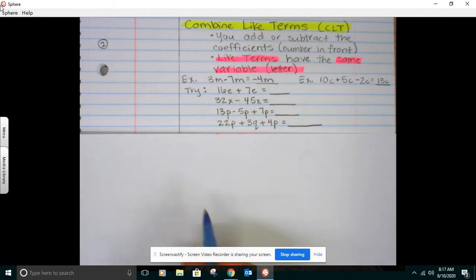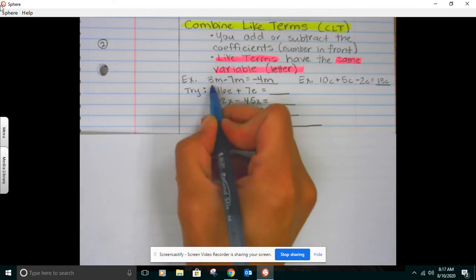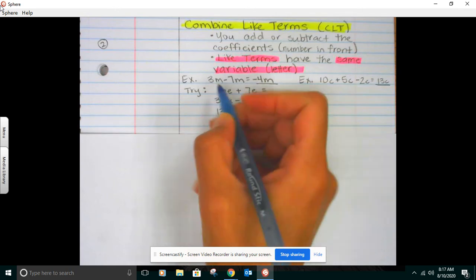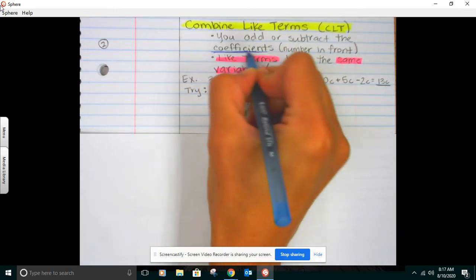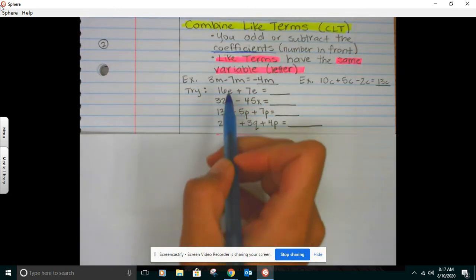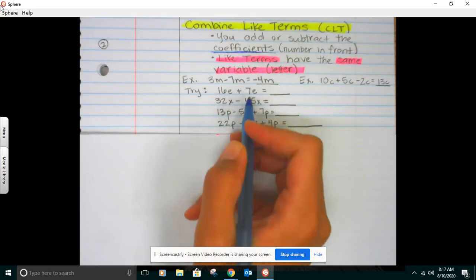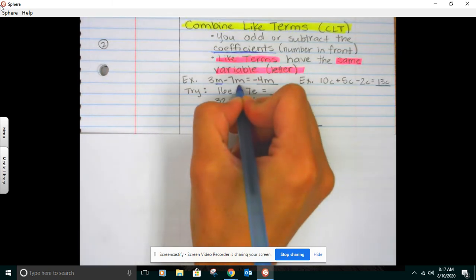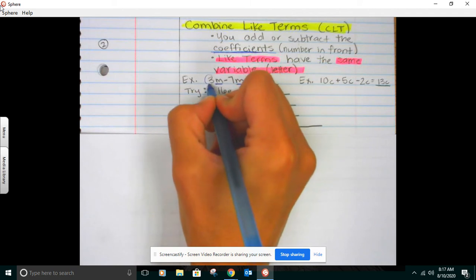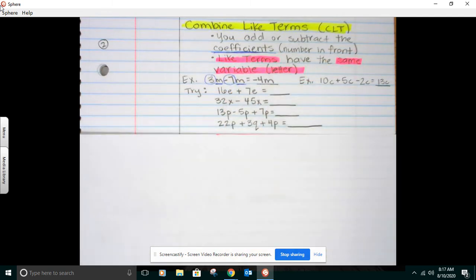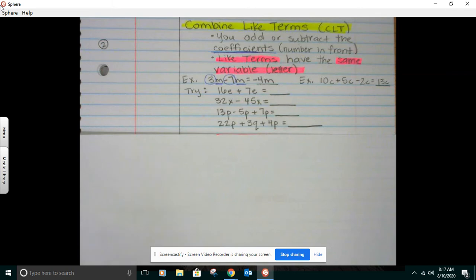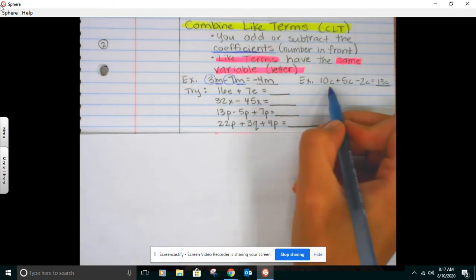All right, so the first example, I'm just going to use a pen to circle the coefficients. Coefficients are the numbers in front. So for my example, 3m minus 7m equals negative 4m. The reason is because we have like terms. We have the same variable, so I can combine them. I would do 3 and then take the sign in front. 3 minus 7, that would be negative 4. Okay, so that's how you would combine like terms. On the next example, I have 3 terms.